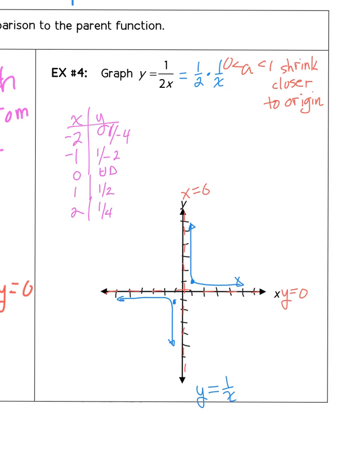So plotting those points, negative 2, negative 1/4 is really close. Oh, I want to put that in green. Really close. And then negative 1/2 is closer there. And then 1, 1/2 is right about there. And then 2, 1/4 is really close. So this is going to end up being like this and like this. So you can see that that shrink is drawing the branches closer to that origin.